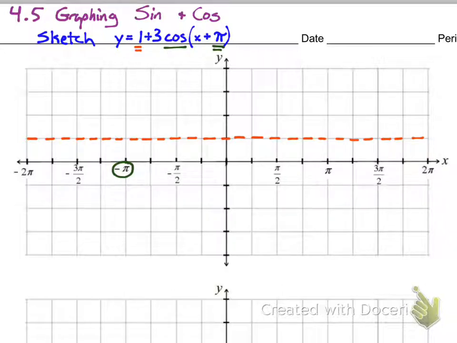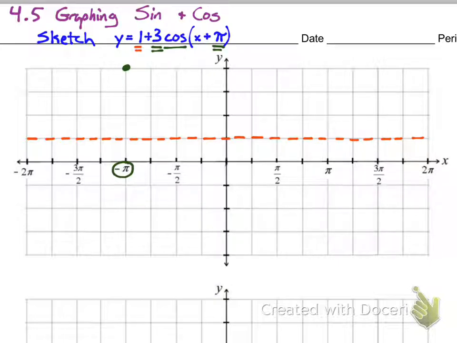And because it's cosine, I know we're not going to start on the center line. We're going to start at the top of the function, above the center line. And how high up is determined by that 3 right there, which is the amplitude. So the first point I plot is at negative pi, comma, 4. In other words, negative pi is the phase shift, and moved up 3 from the center line, because it's cosine, is that point.